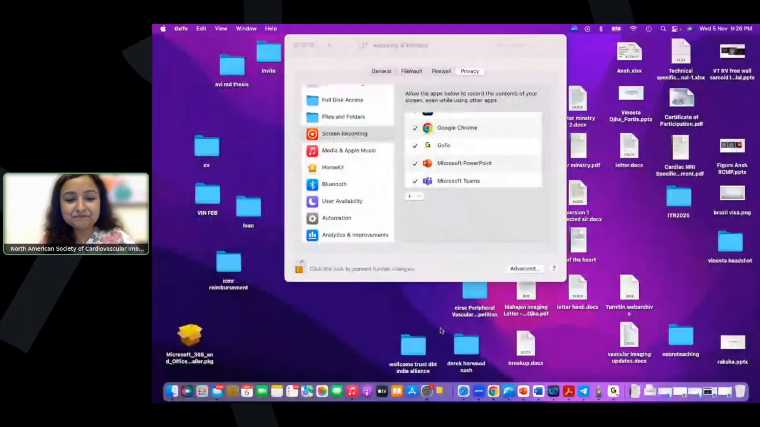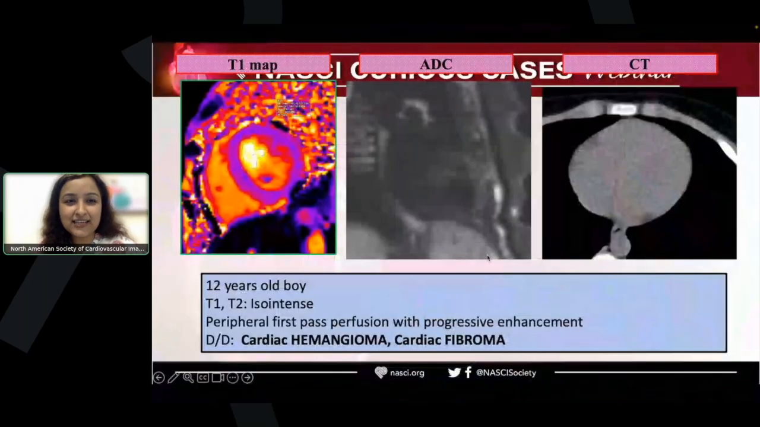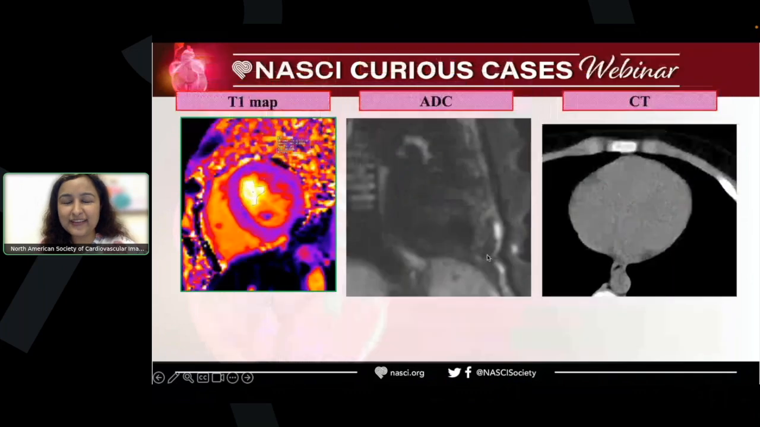These are the cases, and I think we have 4 minutes to go. If you have any comments or any queries, I'm happy to take them. Has anyone seen cases like this before, like pedunculated intracavitary?